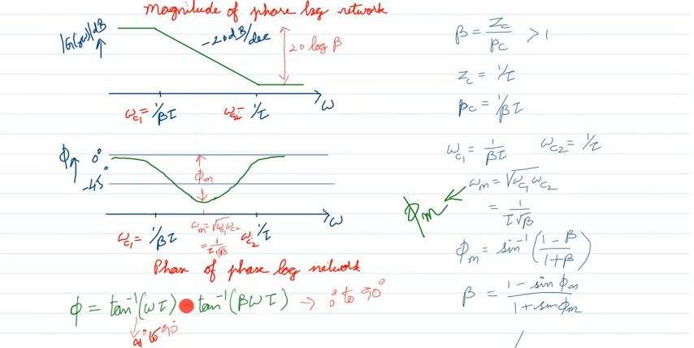Then together, what happens at high frequency? This is 90, this is 90. Together it goes towards 0. 90 minus 90 is 0. So at low frequency both are 0, it starts at 0. At high frequency both are 90, so it becomes 0. In between it goes to a negative phase angle. Okay.